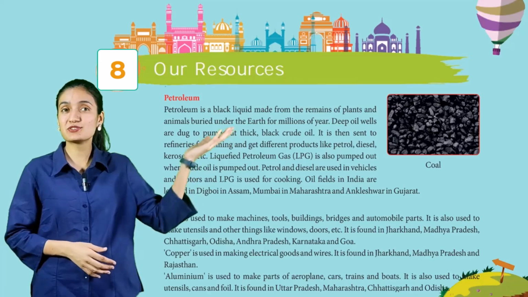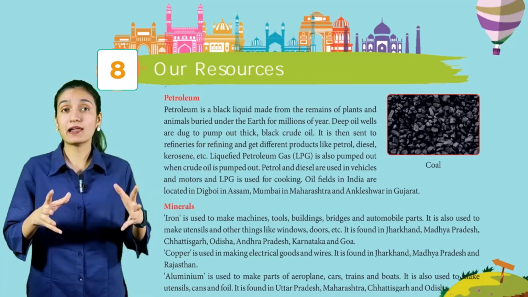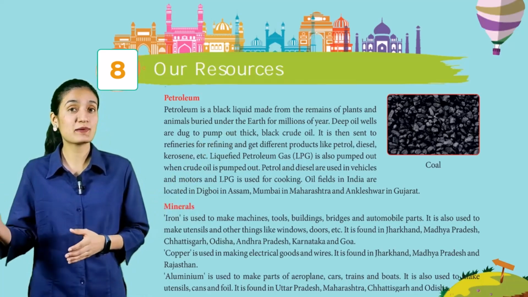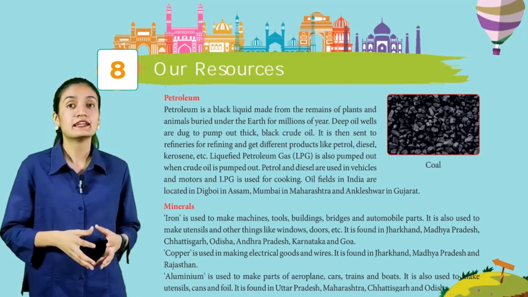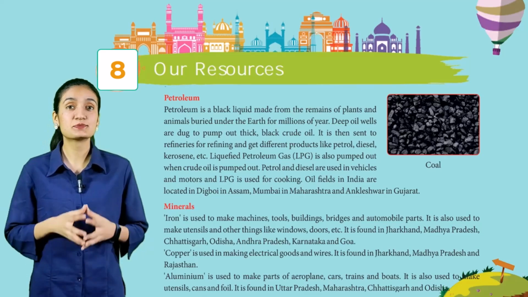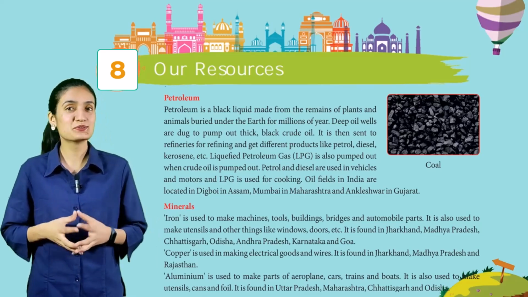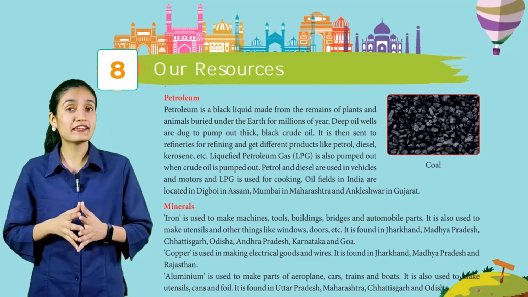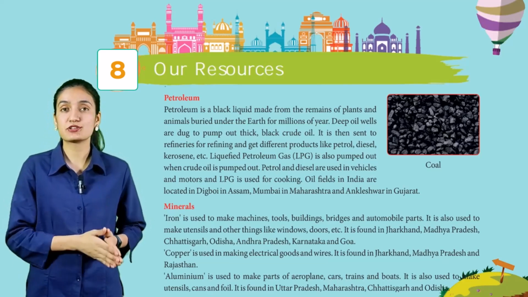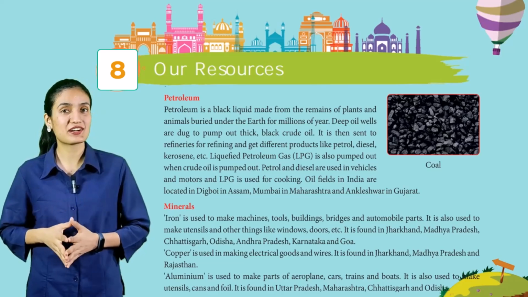Now next we have petroleum. Petroleum is a black liquid made from remains of plants and animals buried under the earth for millions of years. Deep oil wells are dug to pump out thick black crude oil. It is then sent to refineries for refining and to get different products like petrol, diesel, kerosene, etc.